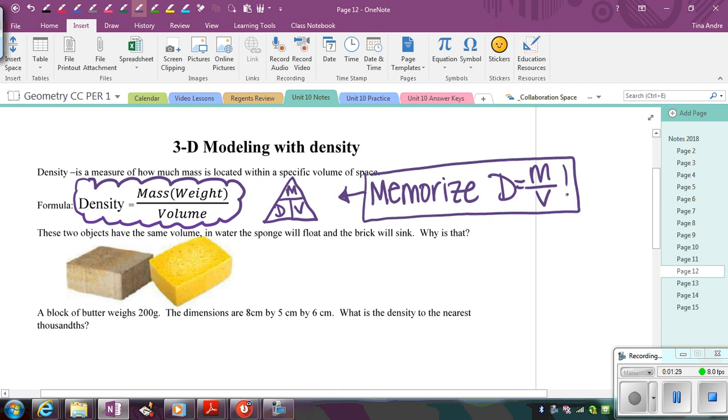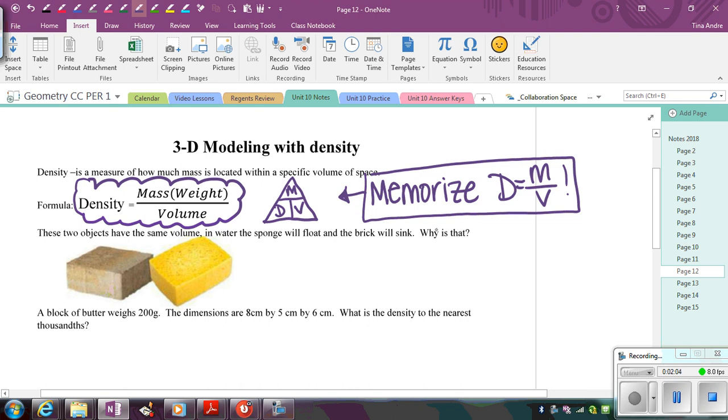Looking at this first scenario, it says that these two objects, and you can see in the picture here, we have a brick and a sponge, and they have approximately the same volume. So the length, the width, and the height is approximately the same. But in water, the sponge will float and the brick will sink. The reason why is because their densities are much different. The density of a sponge is much less than the density of a brick, and the density of a sponge is less than that of the water, where the density of the brick is more than the density of the water, therefore it'll sink.